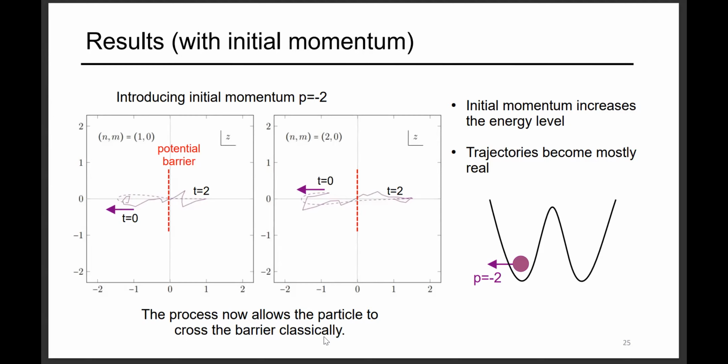Namely, it can climb the barrier classically. And this is the typical trajectory. So it starts from somewhere on the left-hand side, it's kicked to the left, but then it crosses the barrier without going on a detour in the complex plane.